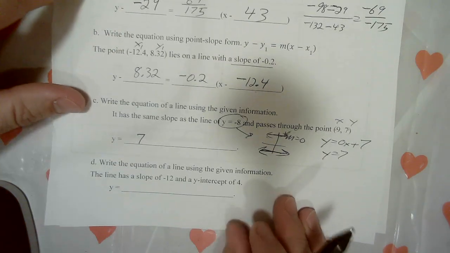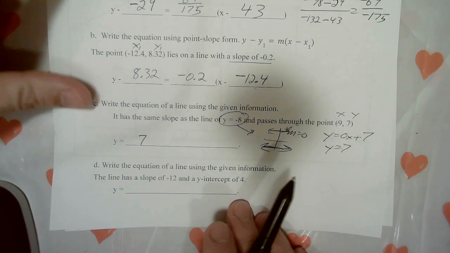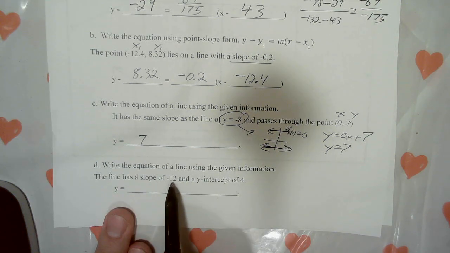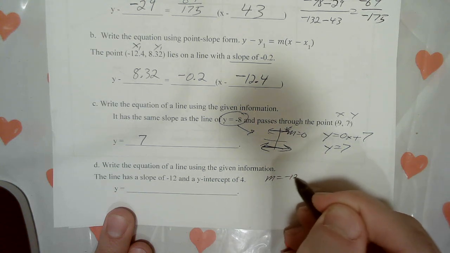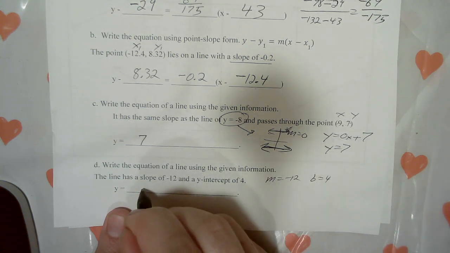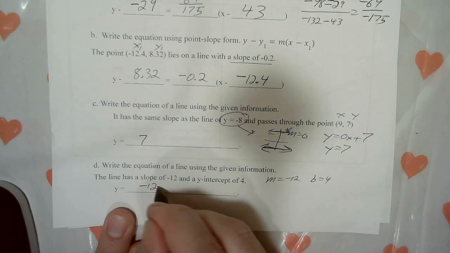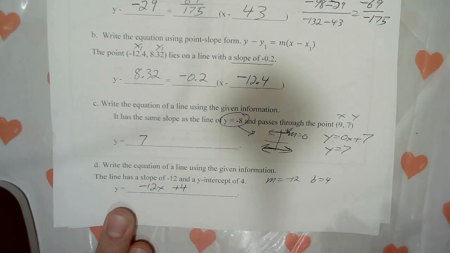Okay, last one on this first page. Write the equation of a line using the given information. The line has a slope of negative 12 and a y-intercept of 4. So m is negative 12, b is 4, mx plus b: negative 12x plus 4. Done.